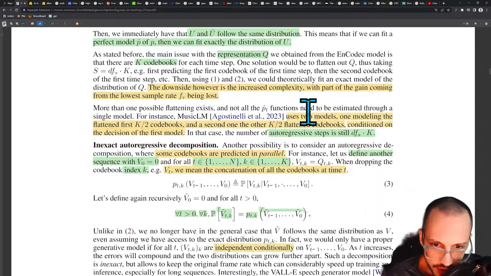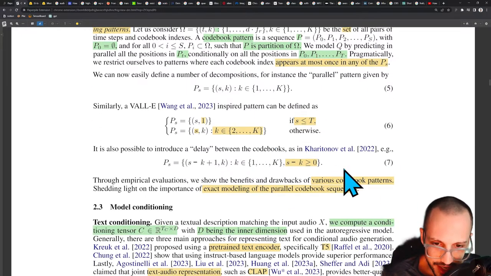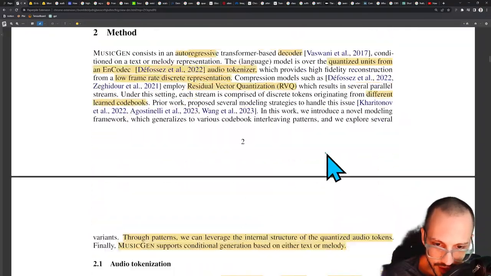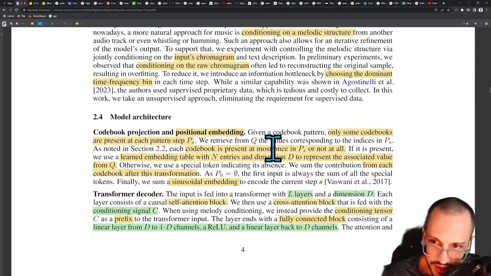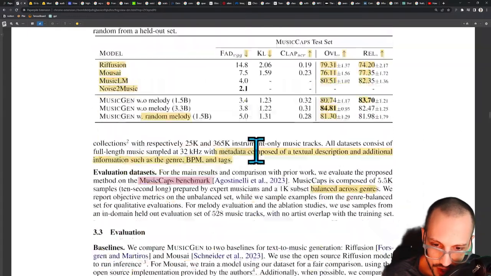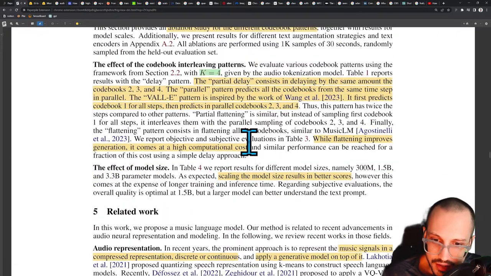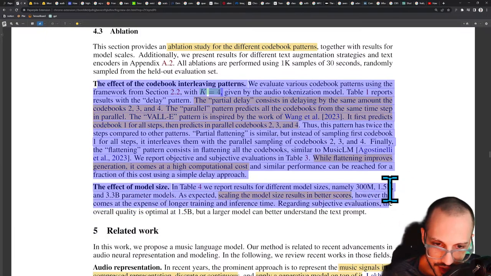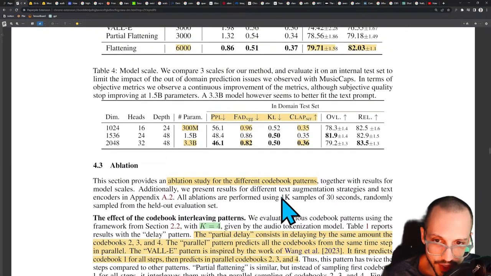What else? They have this very long section where they try to be excessively mathematically formal and define these patterns, but I found this to be more confusing than helping. I thought there was a sentence at the very end where they describe it that makes so much more sense. Right here in the ablation study where they talk about the different patterns, I think this is literally the best summary of the different weird patterns and why they did them.